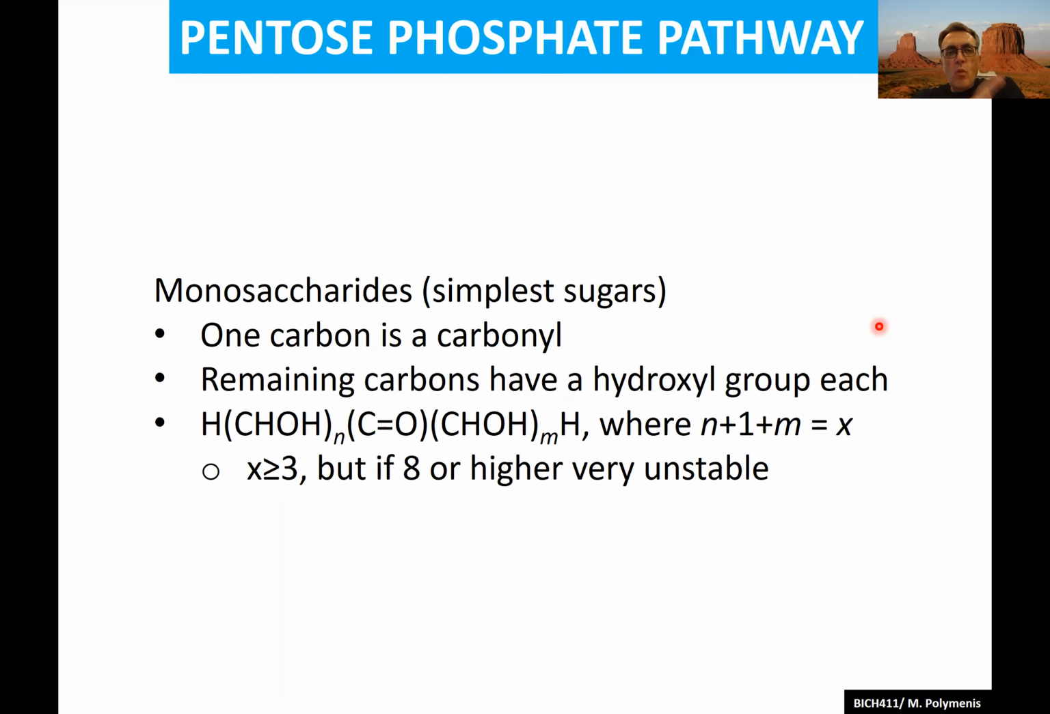Just reviewing again what a sugar is, a monosaccharide, which is the simplest sugar. In these compounds, one carbon is always a carbonyl. So every carbon has an oxygen, one of which is a carbonyl, and all the others are hydroxyl groups. How big are they? They can be up to 7. Usually they're stable in the cell. If you have 8 or higher, they're very unstable. 3 is the minimum. So anywhere between 3 and 7 in real life situations in cells.